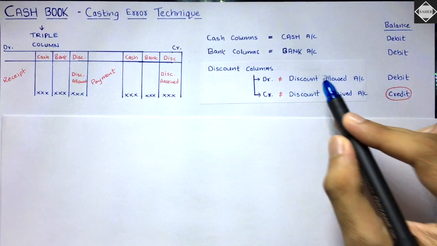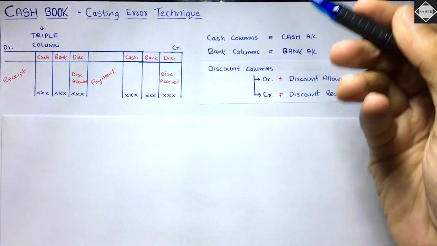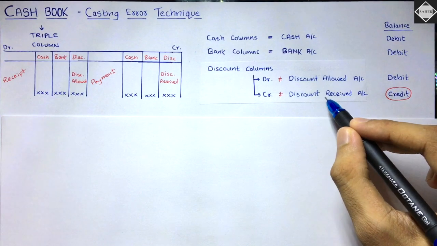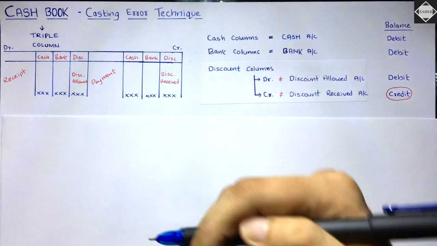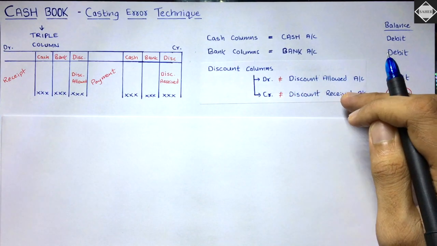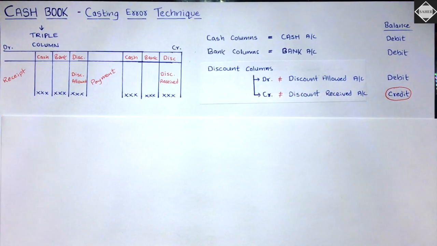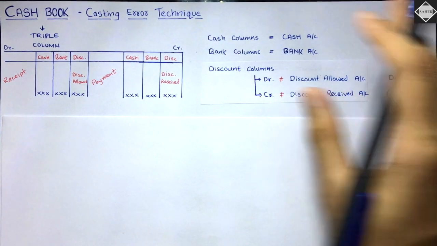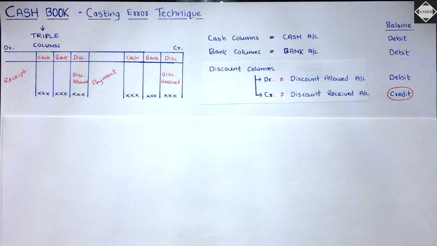Is that clear? Discount allowed is the discount we give to our customers, and discount received is the discount we get from our suppliers. So discount allowed is an expense, debit balance; discount received is an income, credit balance. Is that clear? So this was the structure of the cash book. This is the receipt side, this is the payment side.